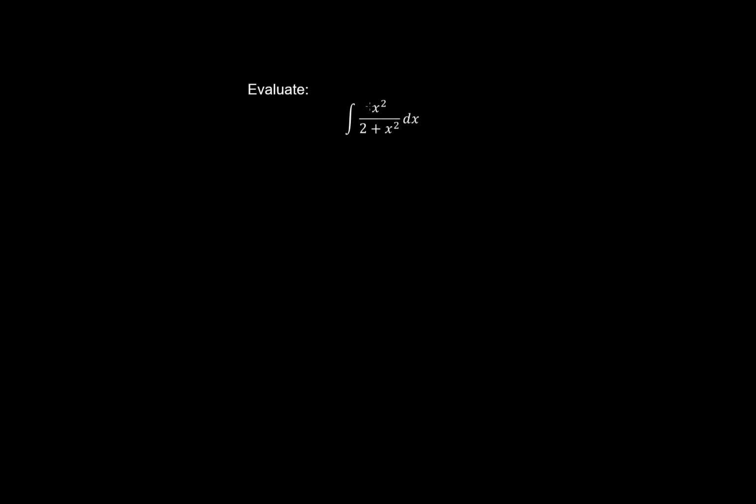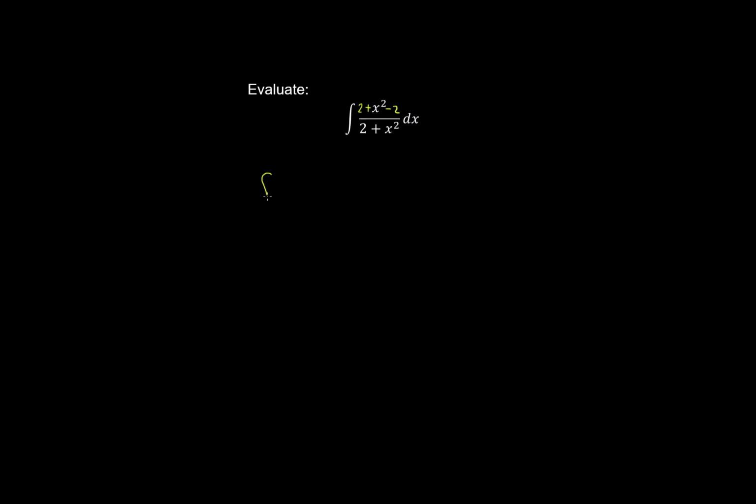Let's evaluate this integral with the same degree polynomial in the numerator and the denominator. So we can apply polynomial long division. We'll just use some simple algebra first. So we have 2 plus x squared, and then subtract the 2, and we don't alter the integral.